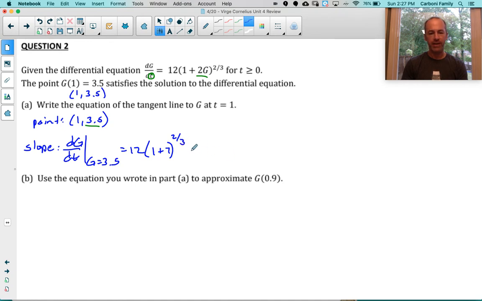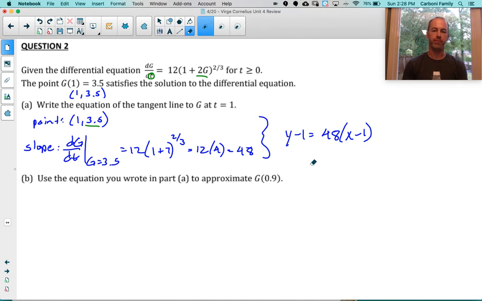And I'm going to clean that up because I'm looking at part B. I have to use this question to approximate g of 0.9, and simplifying this would make it a little bit easier. 8 to the 2/3 is going to be 4, and so I get a slope of 48. And so now I can write the equation of my tangent line, y minus 1 equals slope 48 times x minus, I just did that wrong. It's y minus 3.5. 3.5 was my y coordinate, so let's fix that. There we go. And there is your tangent line.